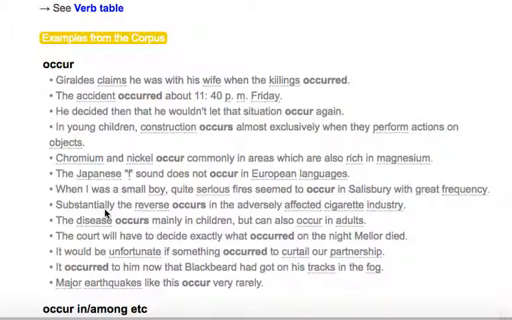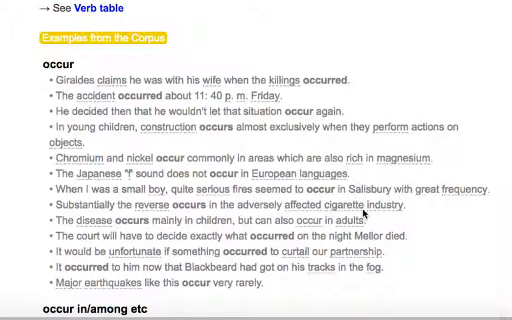Substantially means very often, to a great extent. The reverse occurs. Reverse means the opposite, but reverse is a more academic word. The reverse occurs in the adversely affected cigarette industry. Look at that. Adversely affected cigarette industry. Look at those 4 words.